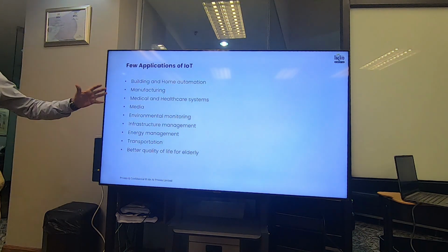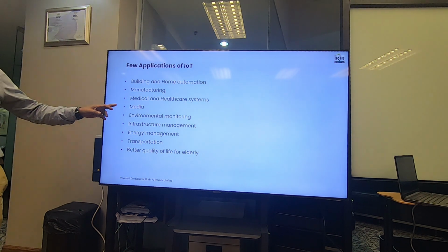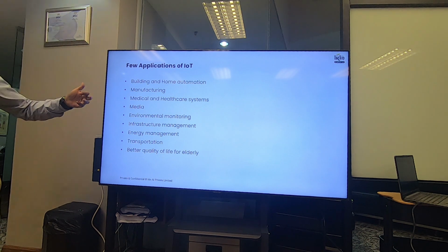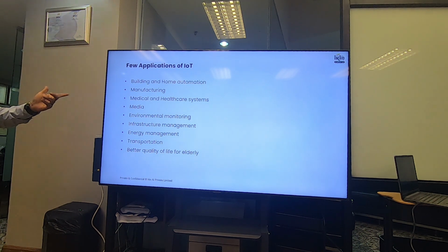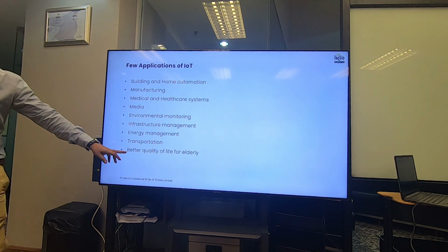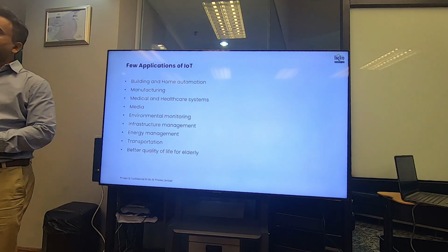So this is a summary of most of the things that we saw, where we are applying. I think the media example we didn't see. The rest, home automation, manufacturing, healthcare, infrastructure, energy, we saw. So these are some of the areas. Better quality of life for elderly using IoT, I think this is also happening.